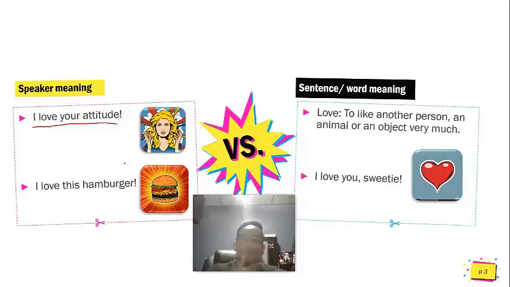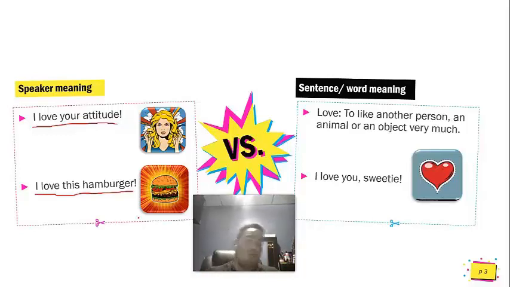It is not exactly the literal meaning that the words have regarding semantics. And finally, to make a story short, we have this other sentence: "I love this hamburger." This sentence can have two meanings regarding a speaker meaning. The first one: "I really like this hamburger."